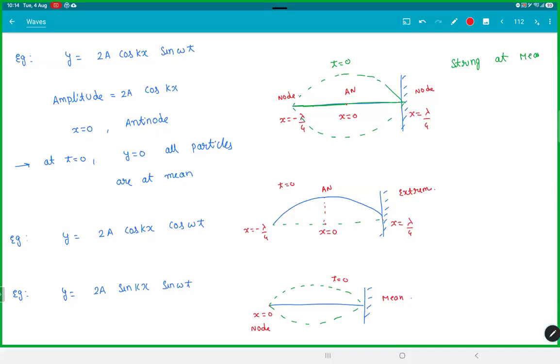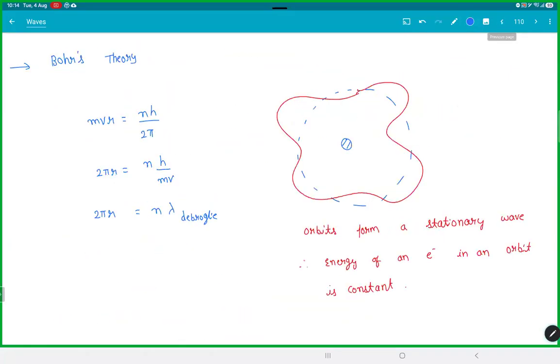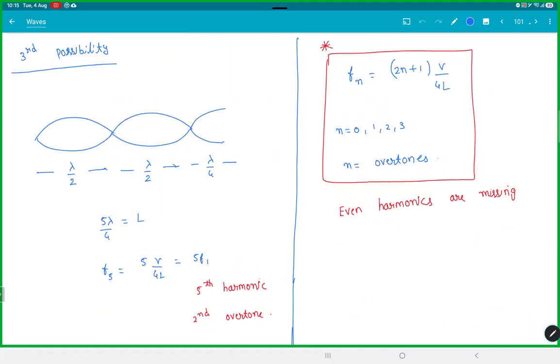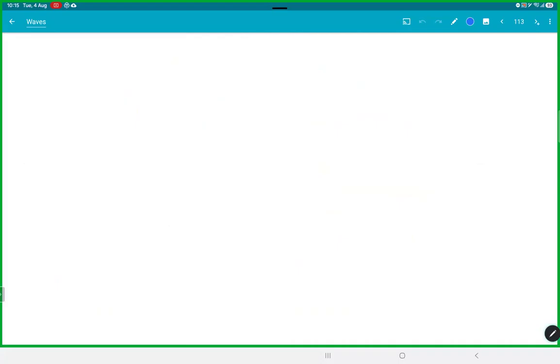So now I will give you one equation. You tell me how the string will look. So be careful. It need not be every time sin kx and cos omega t. I can take sin, sin, cos, sin. All these are stationary waves. It just means you're taking the origin somewhere else and you're choosing the time somewhere else. So let's do this. I think if you got this, you got the hang of it.